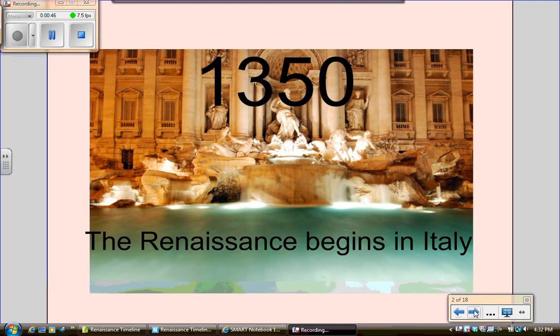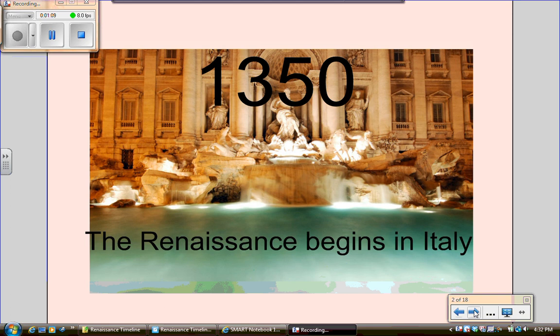The first event on our timeline is in 1350, and this is the date that historians have fixed for the beginning of the Renaissance in Italy. As we learned in our reading, the Renaissance began in Italy due to a peculiar set of circumstances in Italy's location and the way the nations and the duchies were politically formed there.